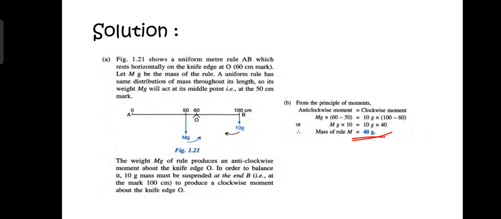Okay, so now we will take center of gravity and uniform circular motion in the next part 2.